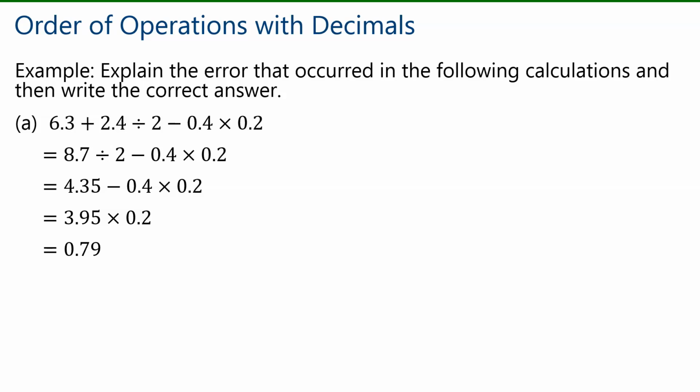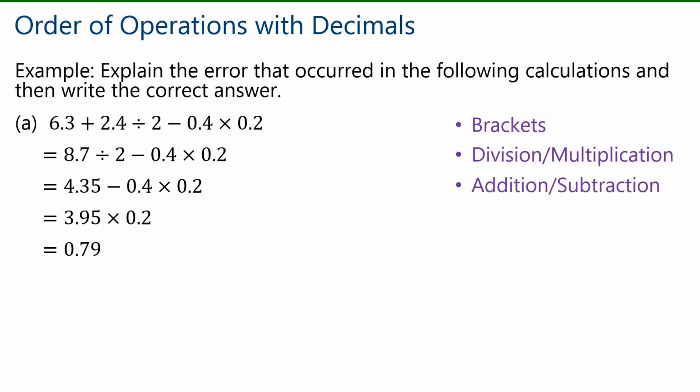So let's remind ourselves of the order of operations. We always start off with doing the brackets first. Then we move on to do any division and multiplication. And we always perform those operations from left to right as they appear in the problem. Then lastly, you do addition and subtraction. Again, you do those left to right.